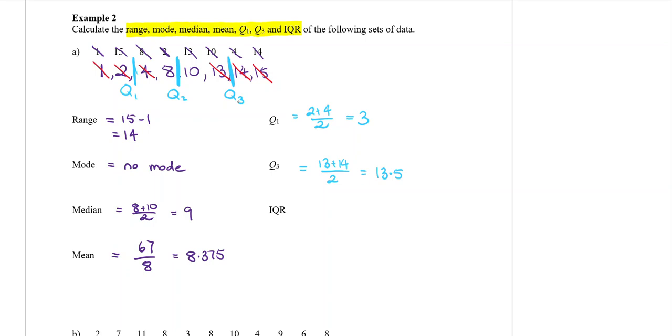Okay, to find the last thing, which is the interquartile range, we need to use the formula, which was Q3 minus Q1. That was on our summary page. Q3 is 13.5 minus Q1, which is 3. And when you subtract them, that's an interquartile range of 10.5. All right, that's doing it once.